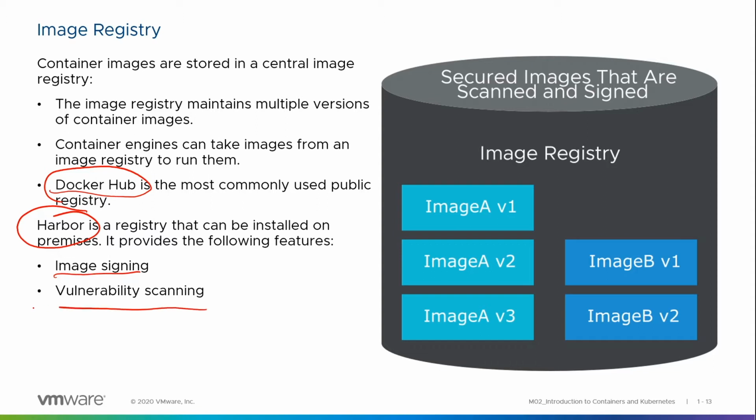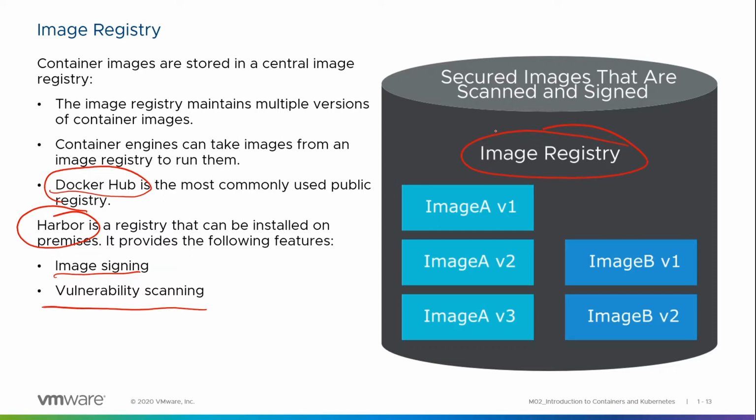Secondly, things like vulnerability scanning. So I could take a look and say, hey, that version of PHP that this container is using has 20 CVEs, 2 of them rated high. Do I really want to deploy that right now? So we can control those types of things when we're setting up our image registry.